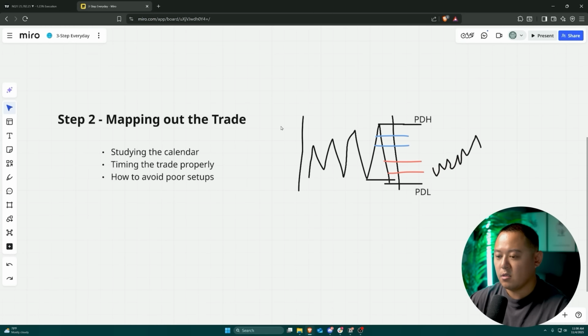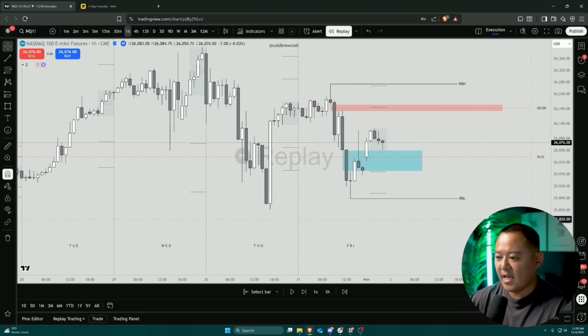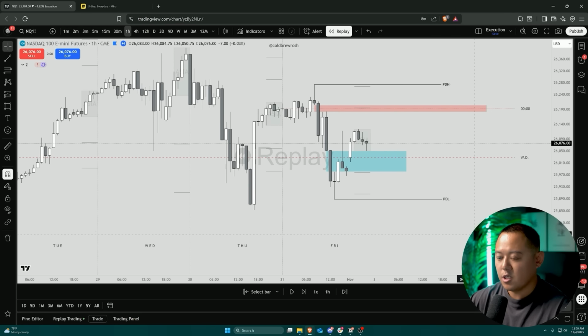So I'm going to walk you guys through a very clear example of steps 1 and 2. Here we have a chart of NASDAQ, and this is really just an hourly chart. A lot of my analysis is coming from the daily, the 4-hour, the 1-hour, because I'm trading off of these higher time frame levels. I am only using the low time frame to time my entries.